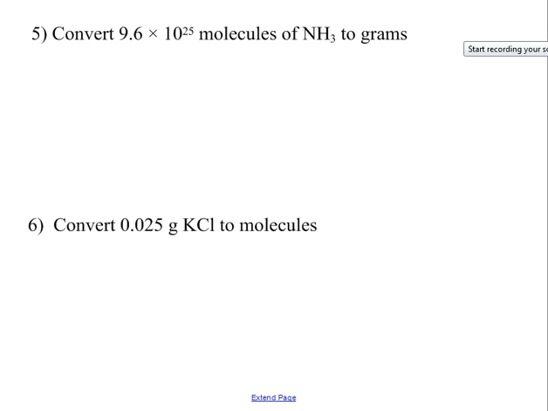Problems 5 and 6 are a little bit more complex. They're going to be 2-step problems, and I know that because we're going from molecules to grams. So we have to do this in 2 steps. If you go back and look at your mole map, you can see that molecules and grams, the only way you can do those problems is you have to convert to moles first. So start with the number you're given, 9.6 times 10 to the 25 molecules.